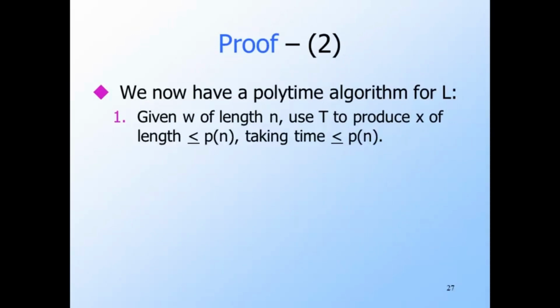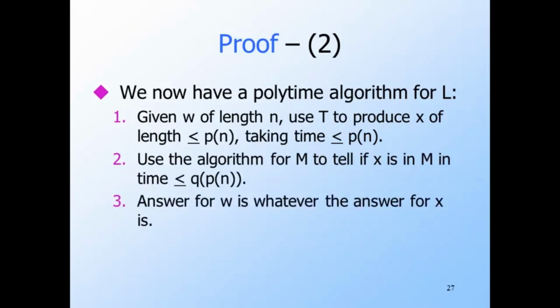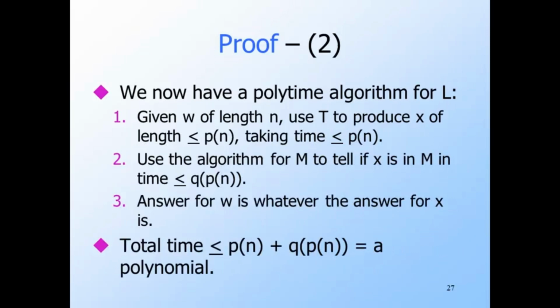Given an input W of length n for L, apply the transducer T to W. The result is an output X of length at most P of n, and more importantly, T takes time only P of n to produce this output. Apply to X the algorithm to tell whether it is an M. As we observed on the previous slide, this part takes time Q of P of n. Then return as the answer for W whatever the M algorithm says about X. The total time of this algorithm is P of n plus Q of P of n, which is polynomial if P and Q are. It is a correct algorithm because the fact that T is a polytime transducer from L to M says that the answers to input W and output X are the same.